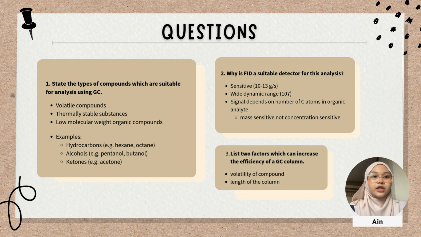Lastly, list two factors which can increase the efficiency of a GC column. Two factors that can increase the efficiency of a GC column are the volatility of the compound and the length of the column. Next, let's hear the discussion from Putri.